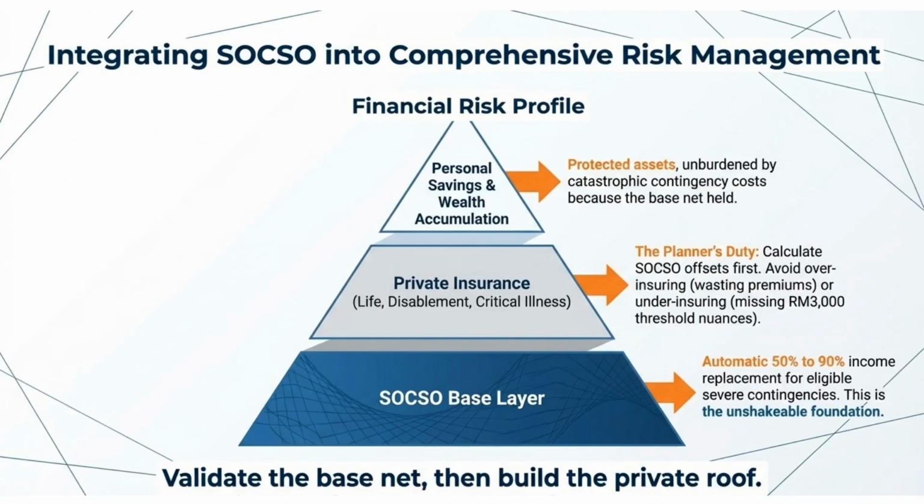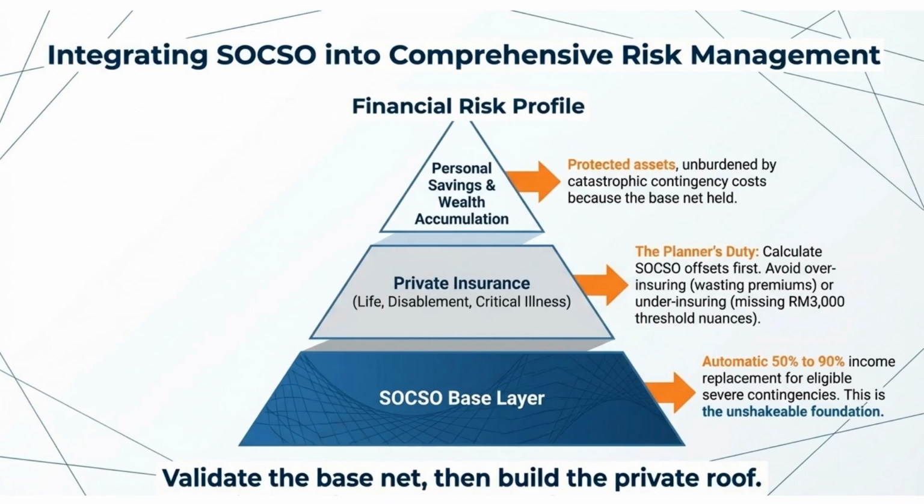The 3-layer pyramid on the slide illustrates the architecture of a comprehensive risk profile. At the base is the SOCSO layer, which provides automatic income replacement of between 50% and 90% for eligible severe contingencies. This is the foundation that every employed Malaysian already has. The middle layer is private insurance, the life, disablement, critical illness, which tops up the SOCSO base to fill gaps. The top layer is personal savings and wealth accumulation, which remains unburdened by catastrophic contingency costs, precisely because the lower 2 layers are doing their job.